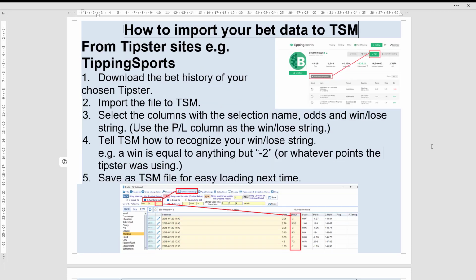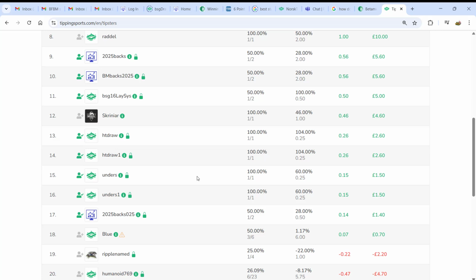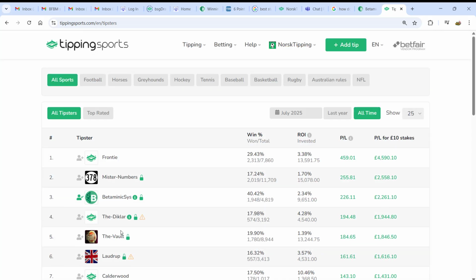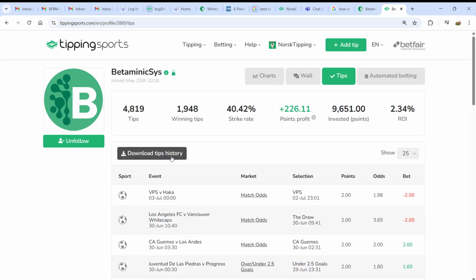Another thing you can do is import data from tipster websites. So maybe you're about to follow a tipster. A website I use is Tipping Sports, and on Tipping Sports you can see a lot of different tipsters, and you can view them all time, see who's doing the best, and you can take a tipster, look at their history, and you can download all their past tips. If you go to download tips history, just click and it will download there. And one thing we'll notice here with this data, there's no win-lose.